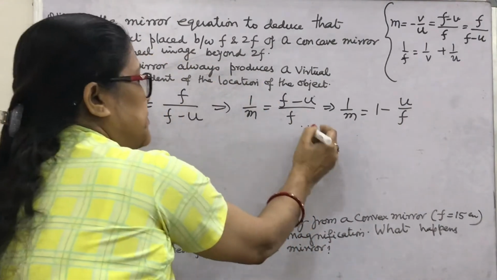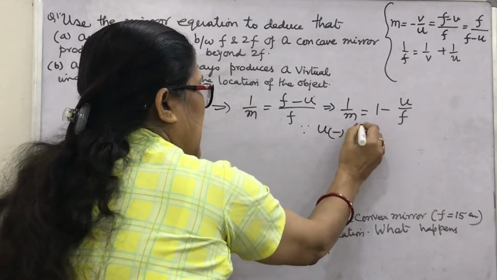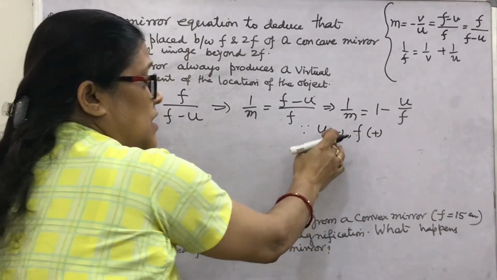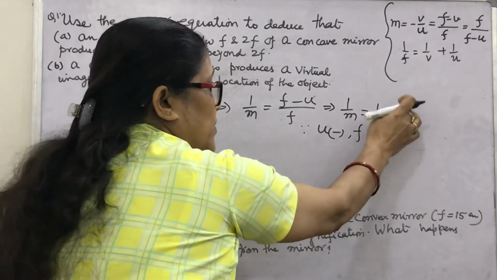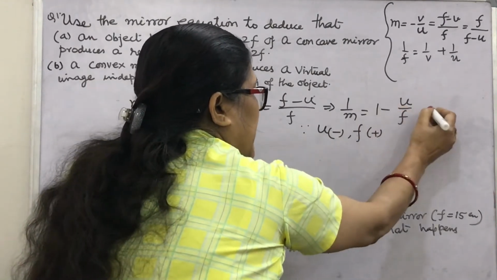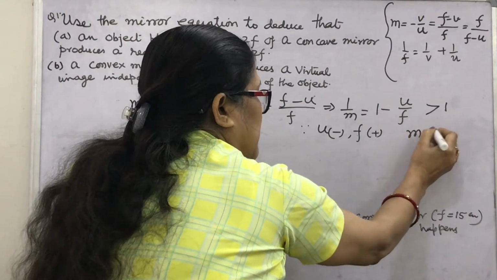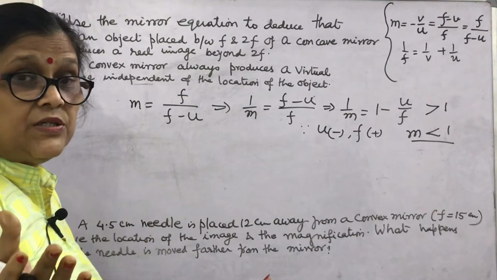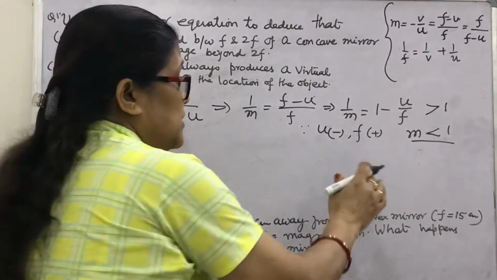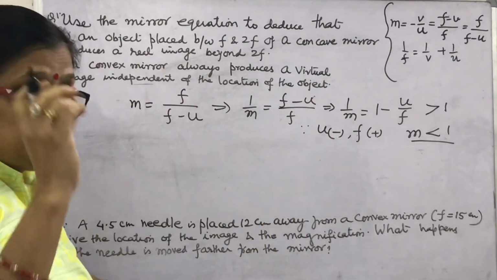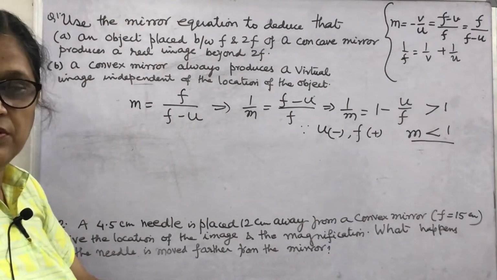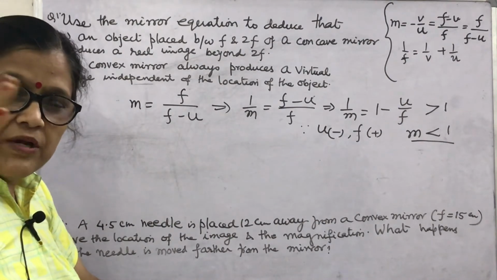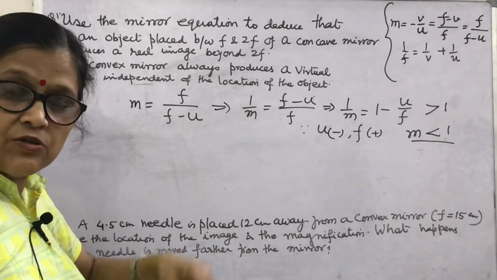What is it for a convex mirror? Since U is negative and F is positive, as you know from the sign convention rule, you put this here, and then 1 by M will be greater than 1. That means M is less than 1, and M less than 1 means the image is diminished. Now you have to prove that V is positive, that means the virtual image is behind the mirror, between pole and focus, independent of the location of the object.